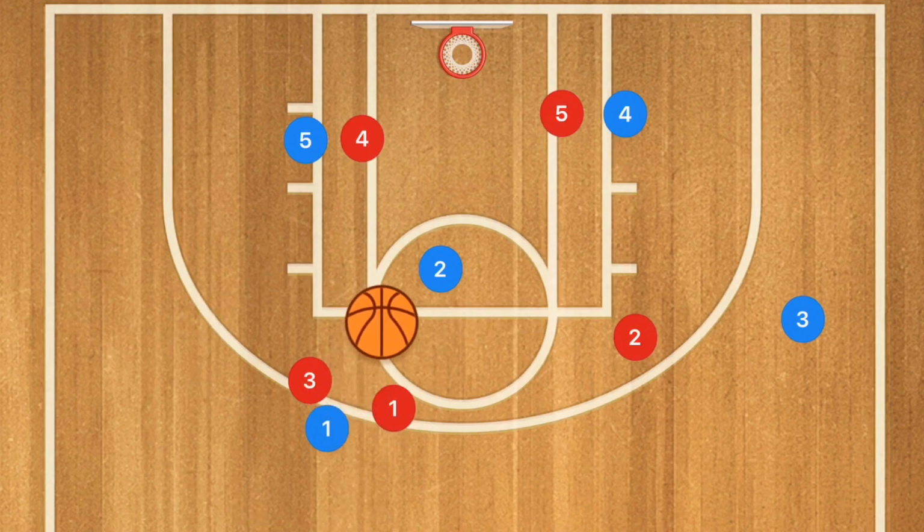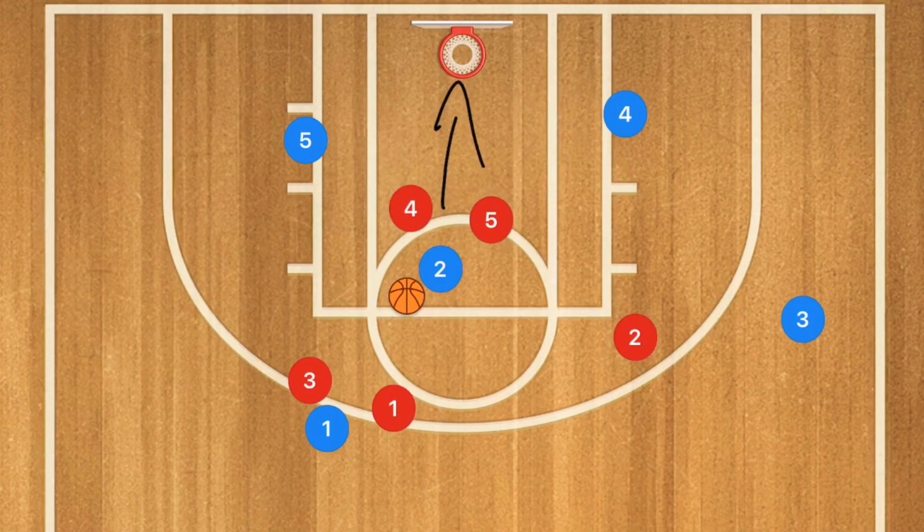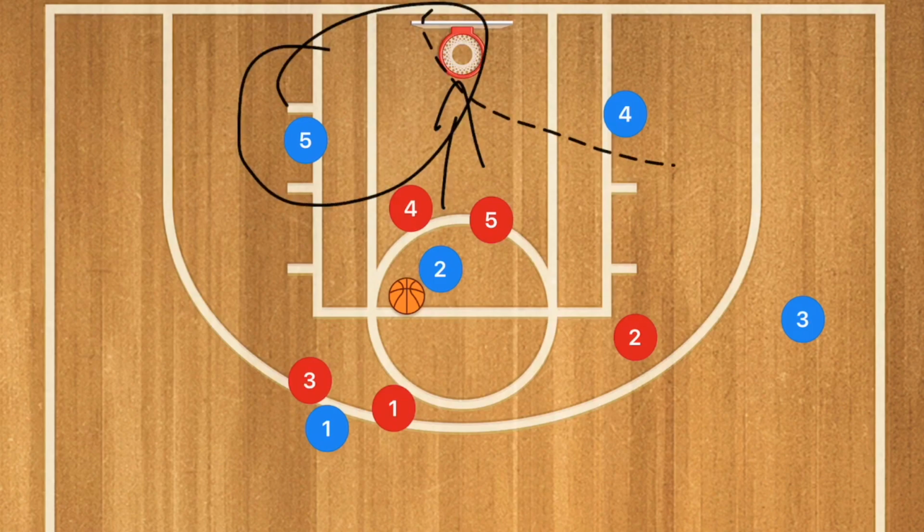So now player 1 is going to bounce pass the ball into player 2. Now he could take that floater if he's open. If player 4 and 5 are giving it to him, he can take it. If not, that could collapse both players, in which case he could bounce pass or alley-oop to one of those two players for an easy basket.